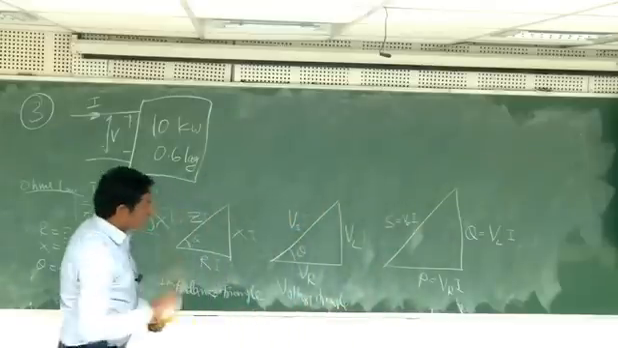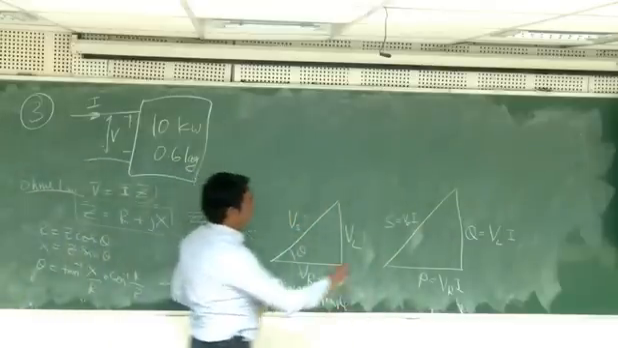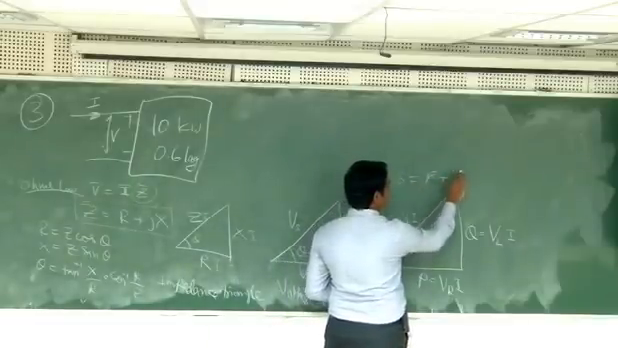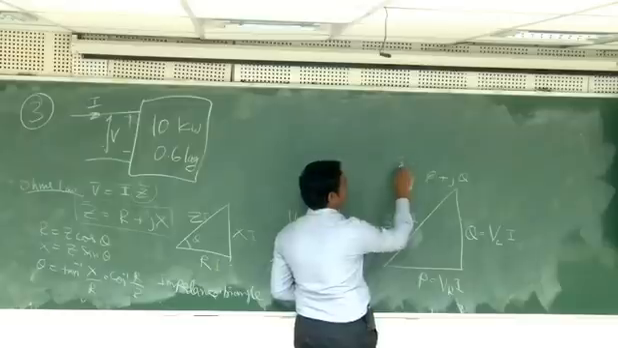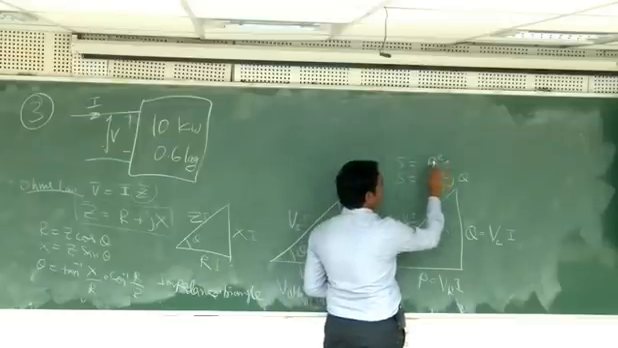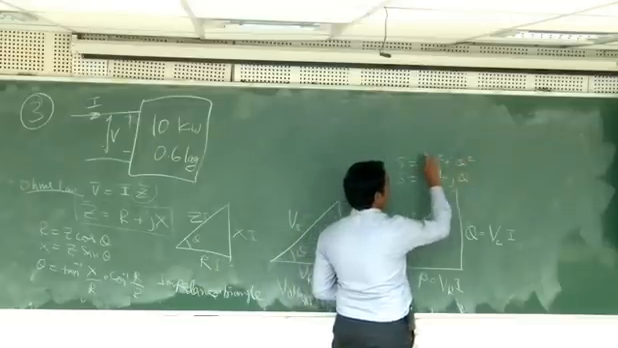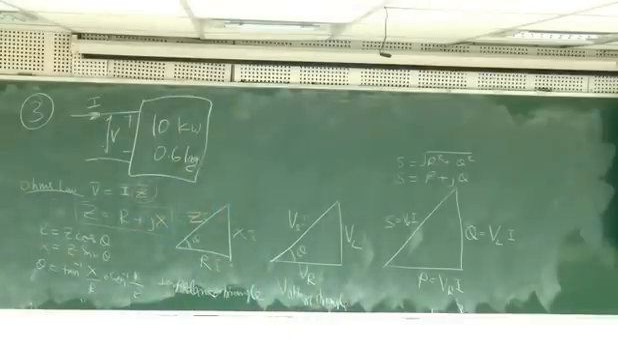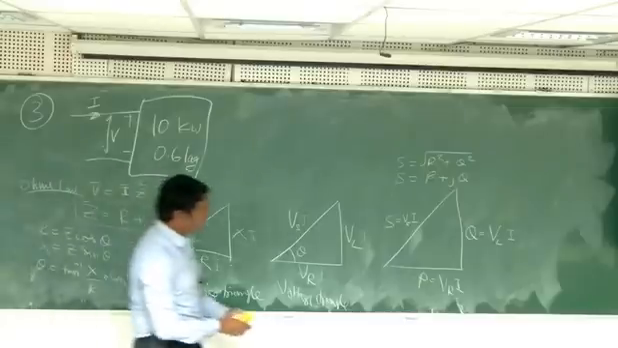You can also write S equal to P plus jQ. You can also write S equal to the square root of P square plus Q square and so on. So all these things come into the picture. This is the power triangle in this case.